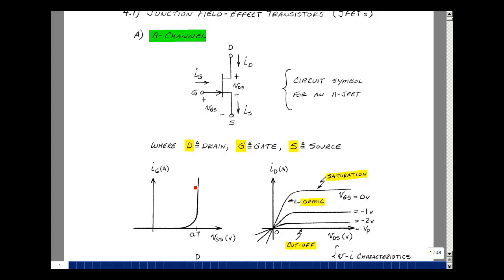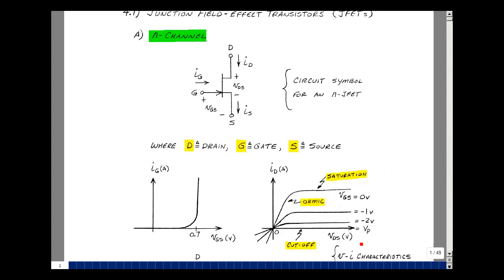If we plot the gate source voltage versus the gate current, we get a diode type characteristic. If you plot the drain source voltage versus the drain current, you get a family of curves. For the gate source voltage of 0, you get a line that looks like this. As that gate source voltage gets a little bit more negative, that curve drops, and then drops some more, and eventually it hits 0 current. And that's the case where the gate source voltage is equal to a thing we're going to call the pinch-off.